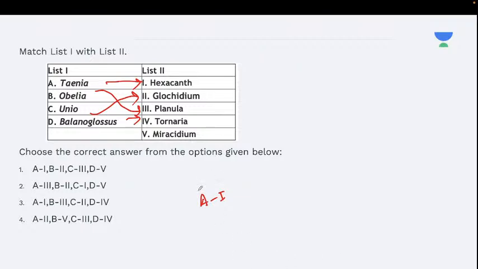So A1, D4, then B3, C2, B3, A1, A1, okay, D4, yeah. So the third one.